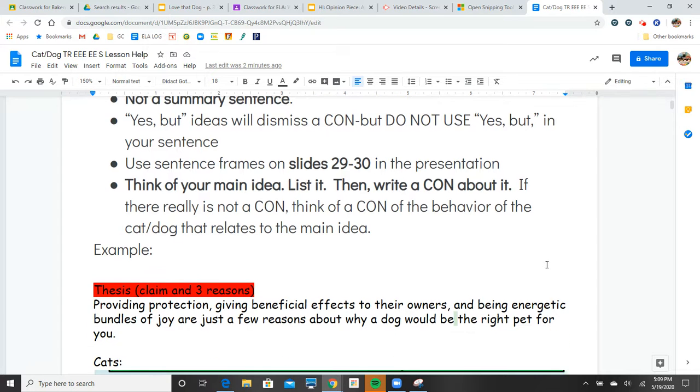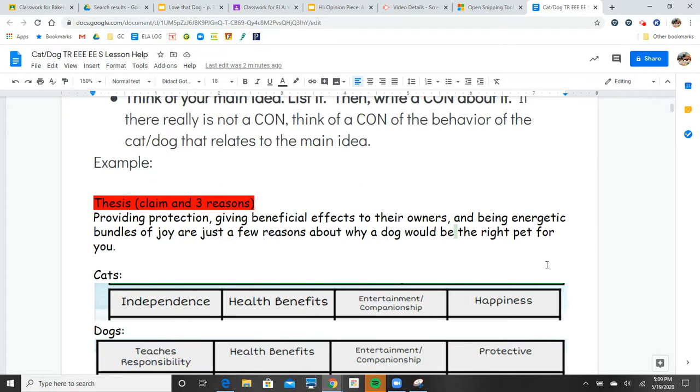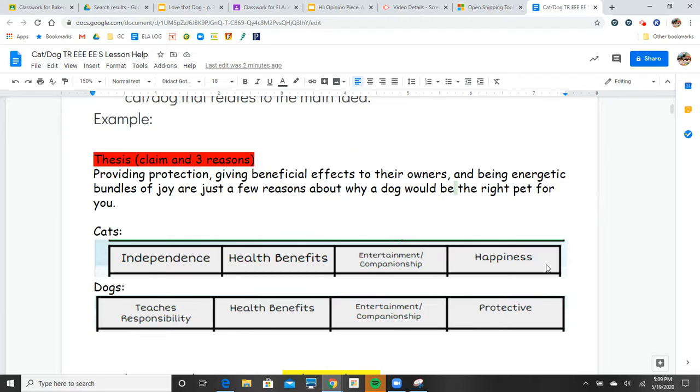The first step is to think of your main idea. Using a piece of paper or another document, please list your main idea from your thesis statement. Then you will list cons about it. If there really isn't a con, you may want to think about the con of the behavior or some aspect that relates to the main idea. Some ideas may be a stretch.